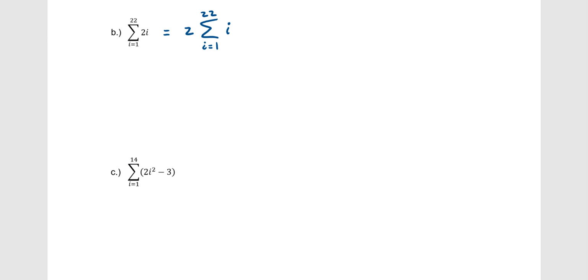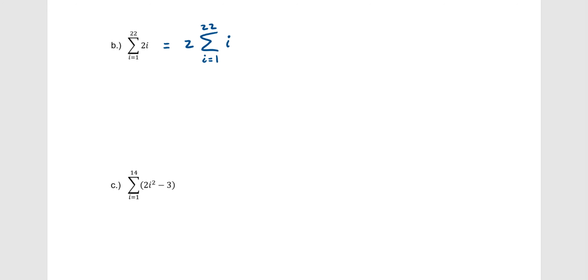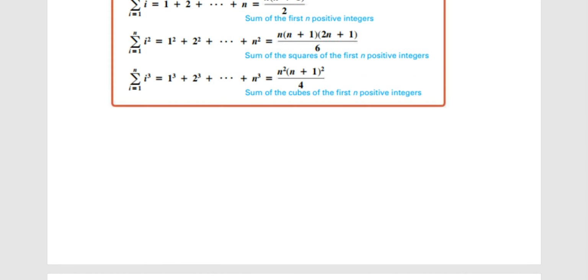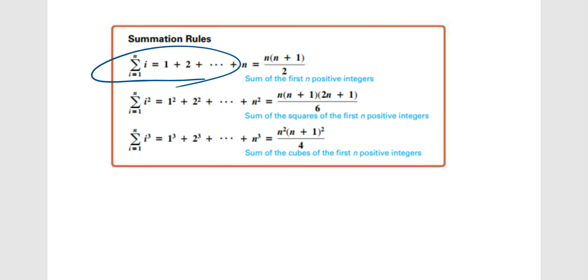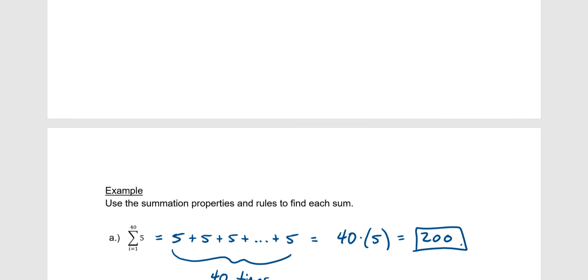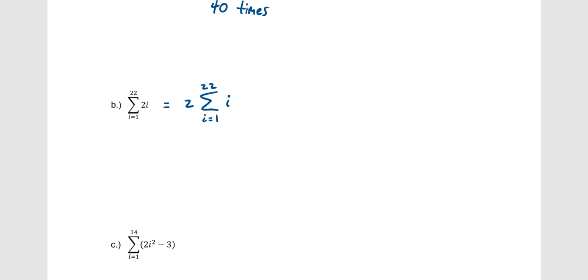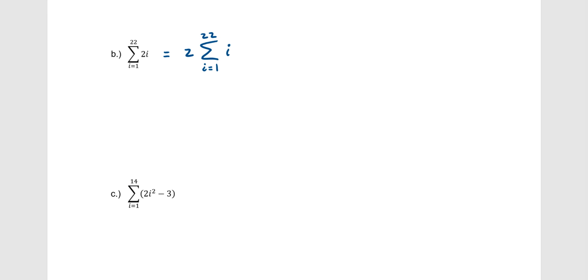Okay, so now we have the summation from 1 to 22 of just i. This is also going to be a shortcut. It's going to be this shortcut right here, the summation of i. So we're going to do n times n plus 1 over 2 for it. If we didn't do that, we would have to add up 1 plus 2 plus 3 plus all the way to 22, which isn't the worst thing in the world, but this will be a lot shorter.